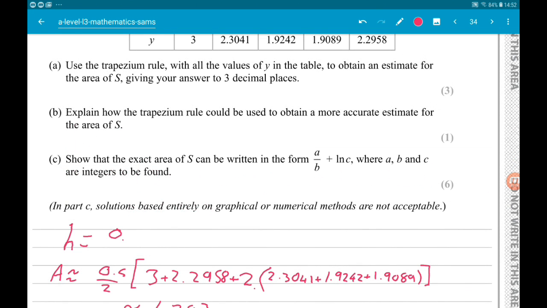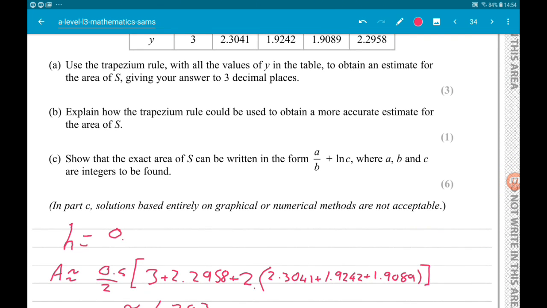Okay, then part B just wants us to explain how the Trapezium Rule can be used to get a more accurate estimate for the area of S. So that comes down to just using more trapeziums with a smaller value of h. And part C, the real fun bit, wants us to show that the exact area of S can be written in the form a over b add log c, where a, b and c are integers to be found.